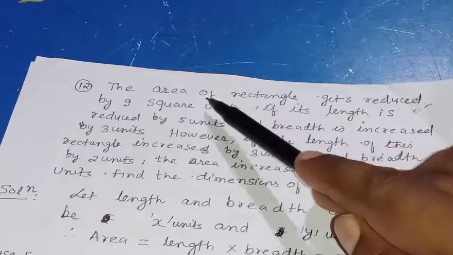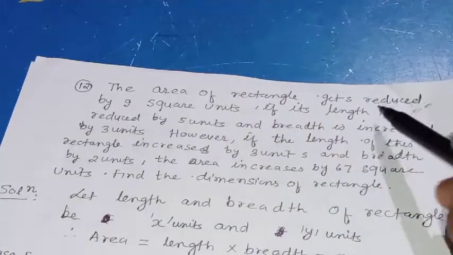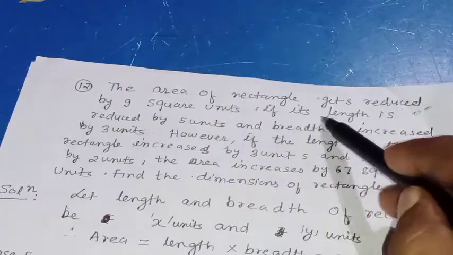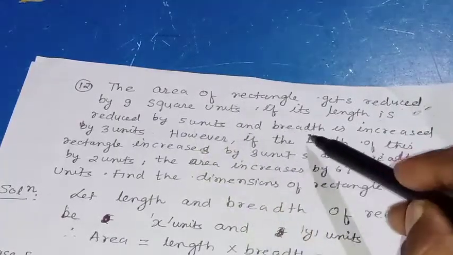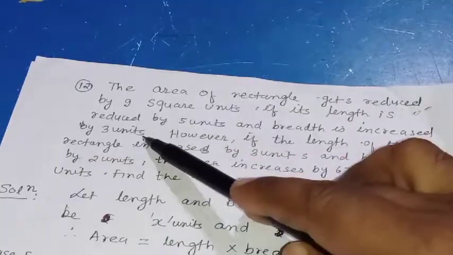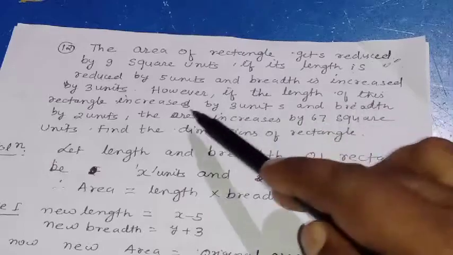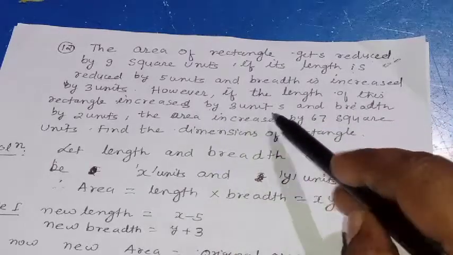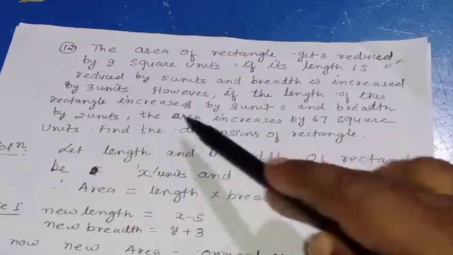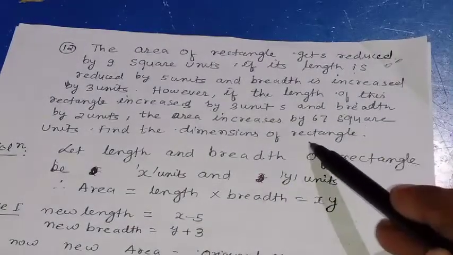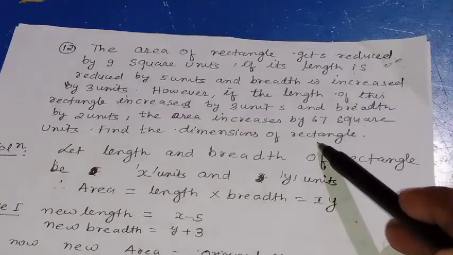What is given? The area of a rectangle gets reduced by 9 square units if its length is reduced by 5 units and breadth is increased by 3 units. However, another information: if the length of this rectangle is increased by 3 units and breadth is also increased by 2 units, then area increases by 67 square units. So you have to find the dimensions of the rectangle, means what is the length and what is the breadth.